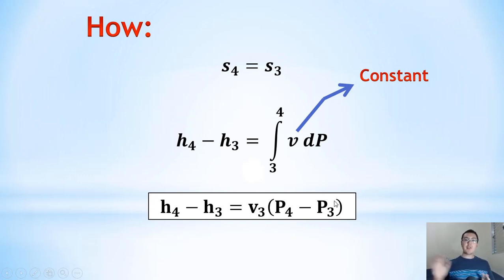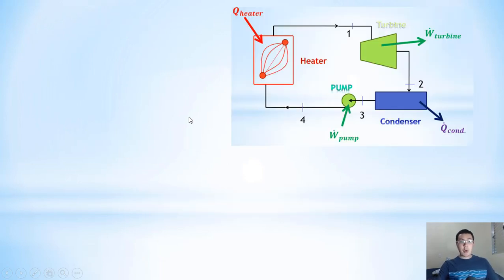Okay, so we found here a relation between the pressures at the entrance and the outlet of the pump, using the consideration that the specific volume is constant between point 3 and point 4. And this equation will only be used because these processes occur in an isentropic way. Okay. So now we will apply the first law to all the components.